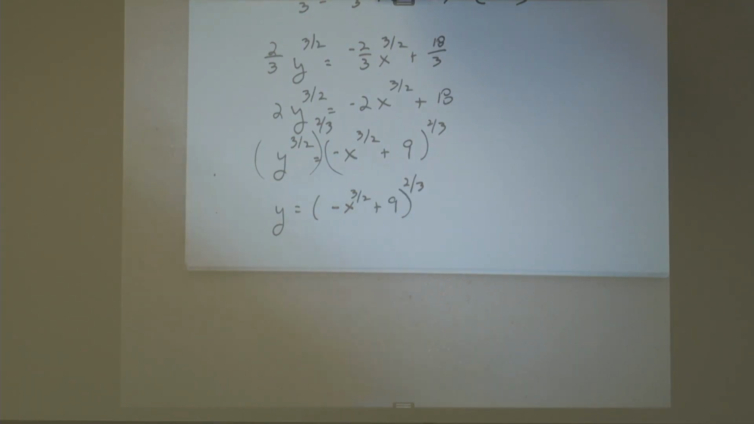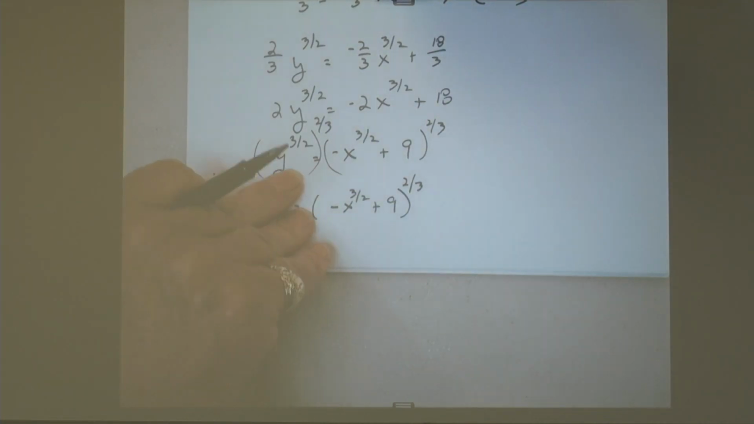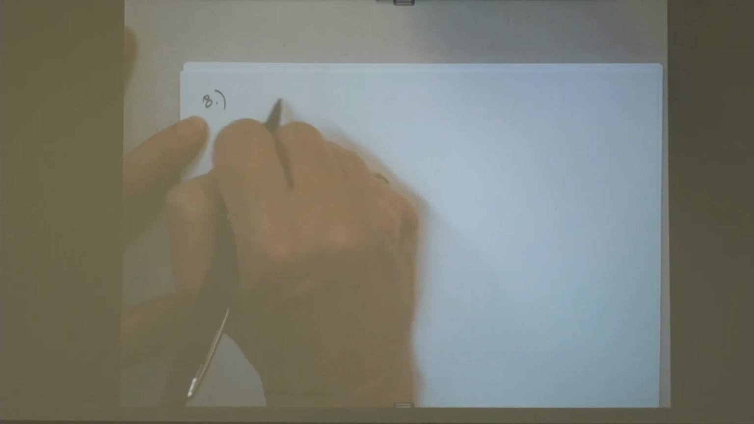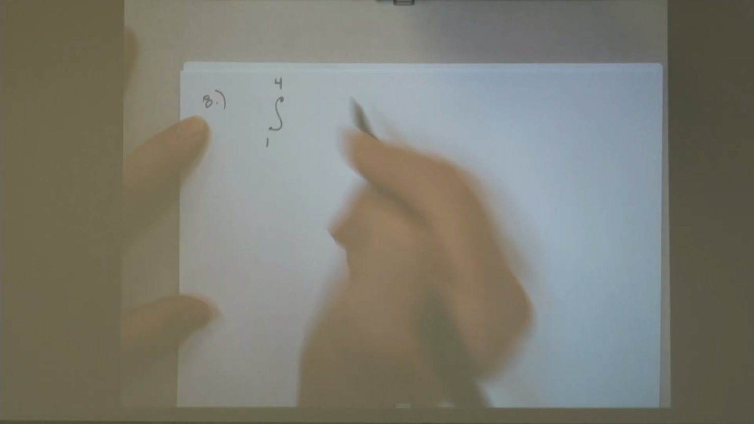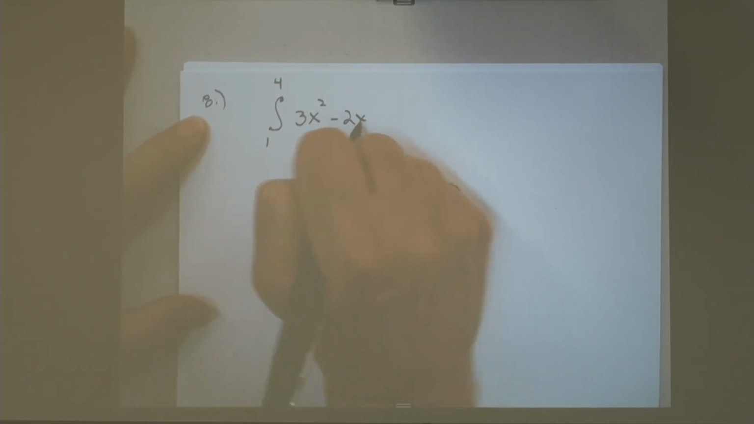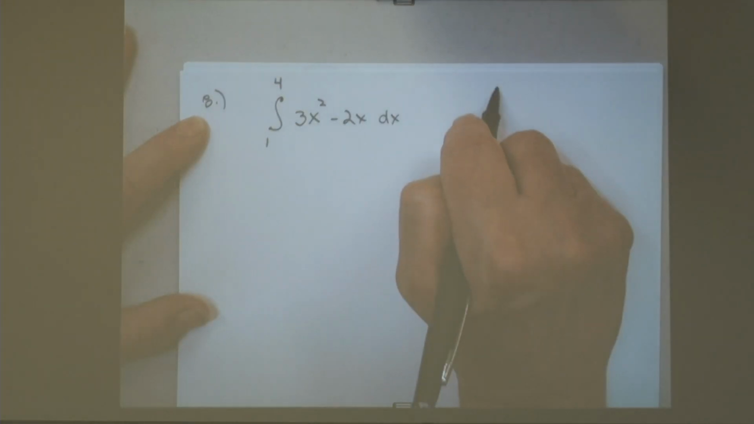Okay, there is another one. Let's go look at problem 8. All right, so problem 8 is asking us to find the average value of 3x squared minus 2x on the interval 1 to 4. So they're asking me to integrate from 1 to 4, 3x squared minus 2x dx, and they want the average value.